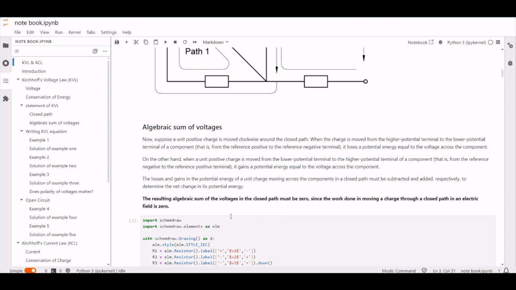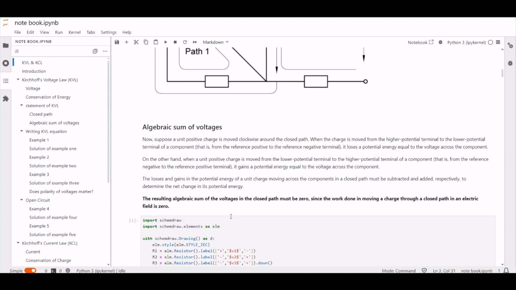Now, suppose a unit positive charge is moved clockwise around the closed path. When the charge is moved from the higher potential terminal to the lower potential terminal of a component, it loses a potential energy equal to the voltage across the component. On the other hand, when a unit positive charge is moved from the lower potential terminal to the higher potential terminal of a component, it gains a potential energy equal to the voltage across the component.